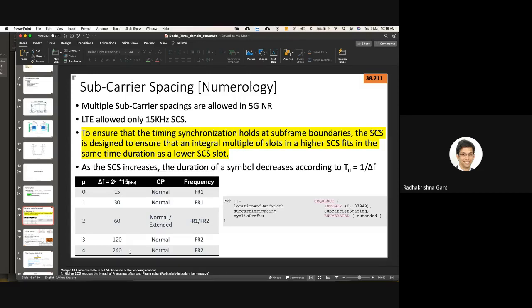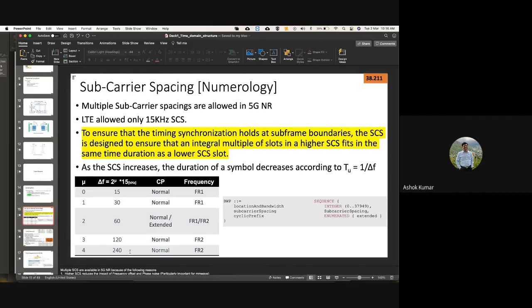The main reason is resilience to frequency offset. I think there are a lot more frequency offset errors in FR2 compared to FR1. So to make it more resilient, you require a larger subcarrier spacing. There's also a notion of something called phase noise, which is again very related to CFO.